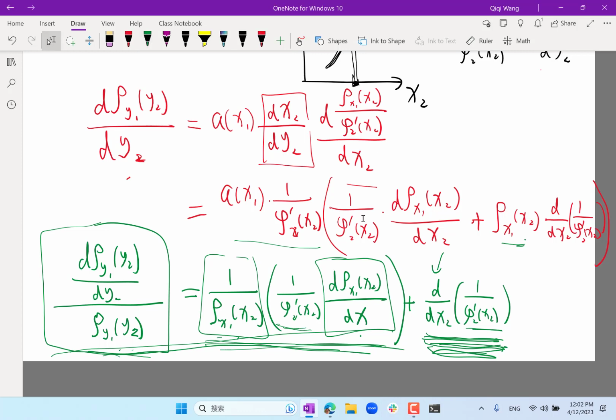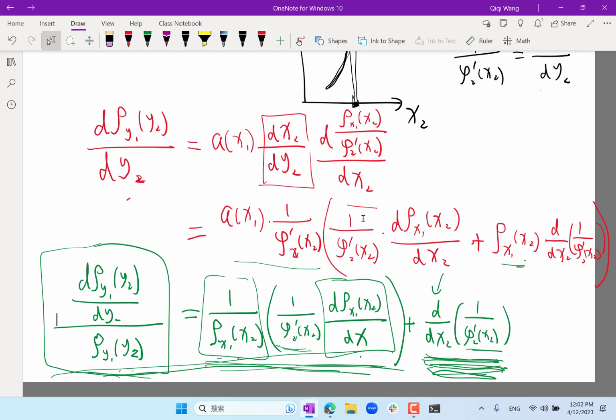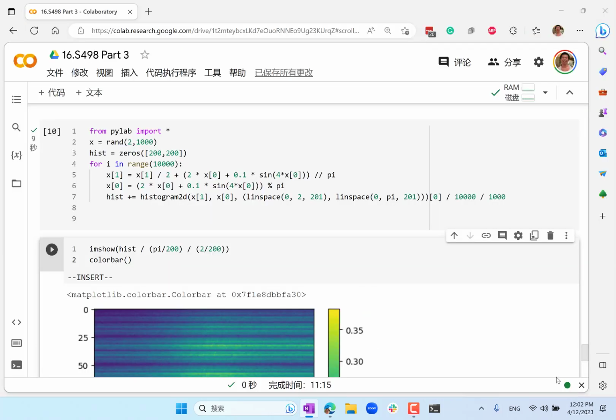Okay, so this is a long derivation. Sorry for that. If you have any questions, I think it'll be really useful to go over the derivation yourself again. But let's see how this formula actually works numerically.